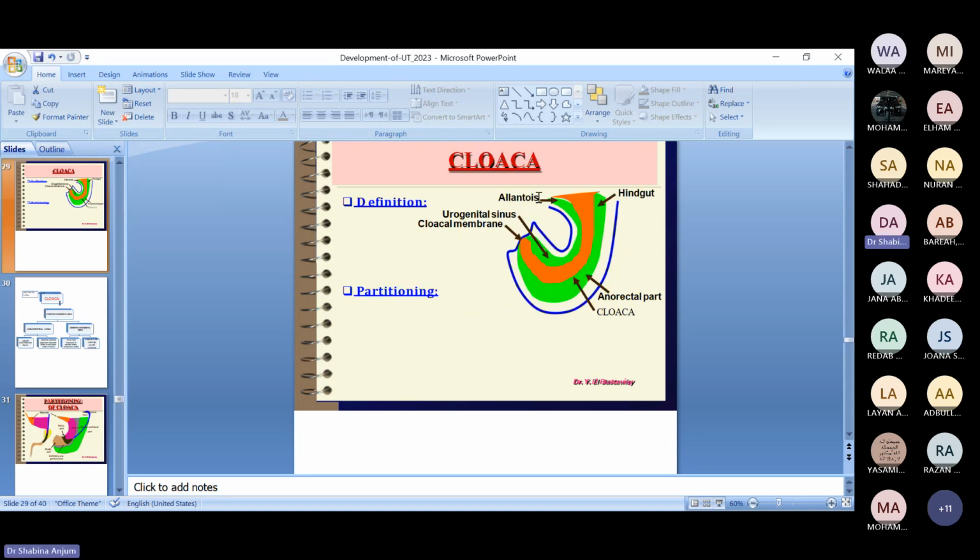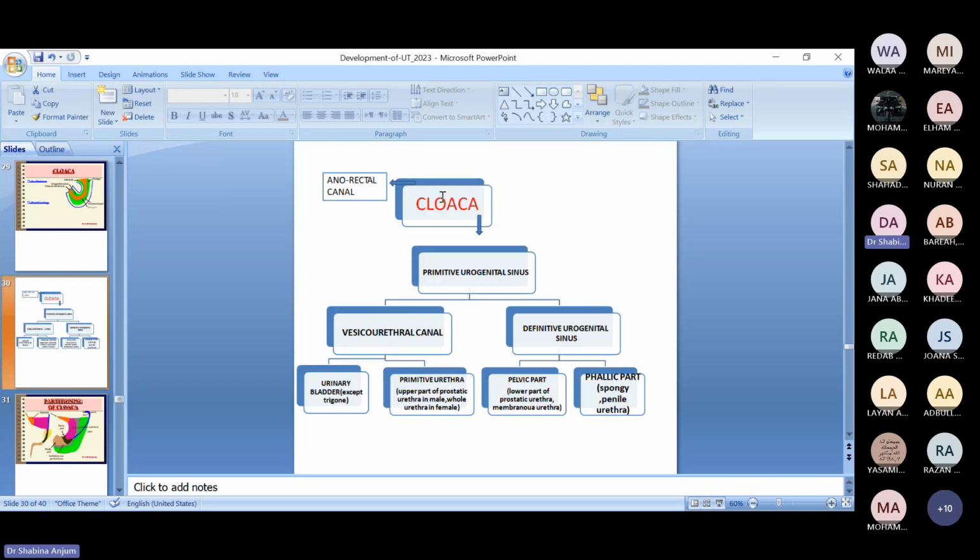Now this is the cloaca. The cloaca we have discussed very nicely in the development of GIT. Here we can see this is the developing hindgut. Its lower part will dilate to form the cloaca. Then finally the cloaca will also divide into two structures, anorectal canal and primitive urogenital sinus. The primitive urogenital sinus will give rise to the vesico-urethral canal and definitive urogenital sinus.